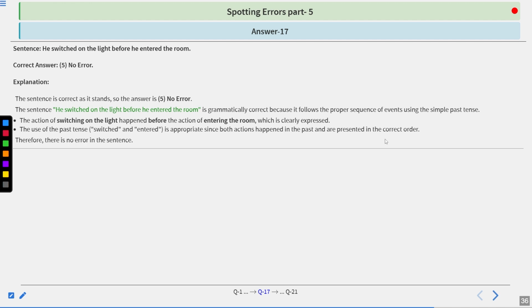The sentence, "He switched on the lights before he entered the room", is grammatically correct because it follows the proper sequence of events using the simple past tense. The action of switching on the light happened before the action of entering the room, which is clearly expressed. The use of past tense "switched" and "entered" is appropriate since both actions happen in the past and are presented in the correct order. Therefore, there is no error in the sentence. Let's move to the next question.